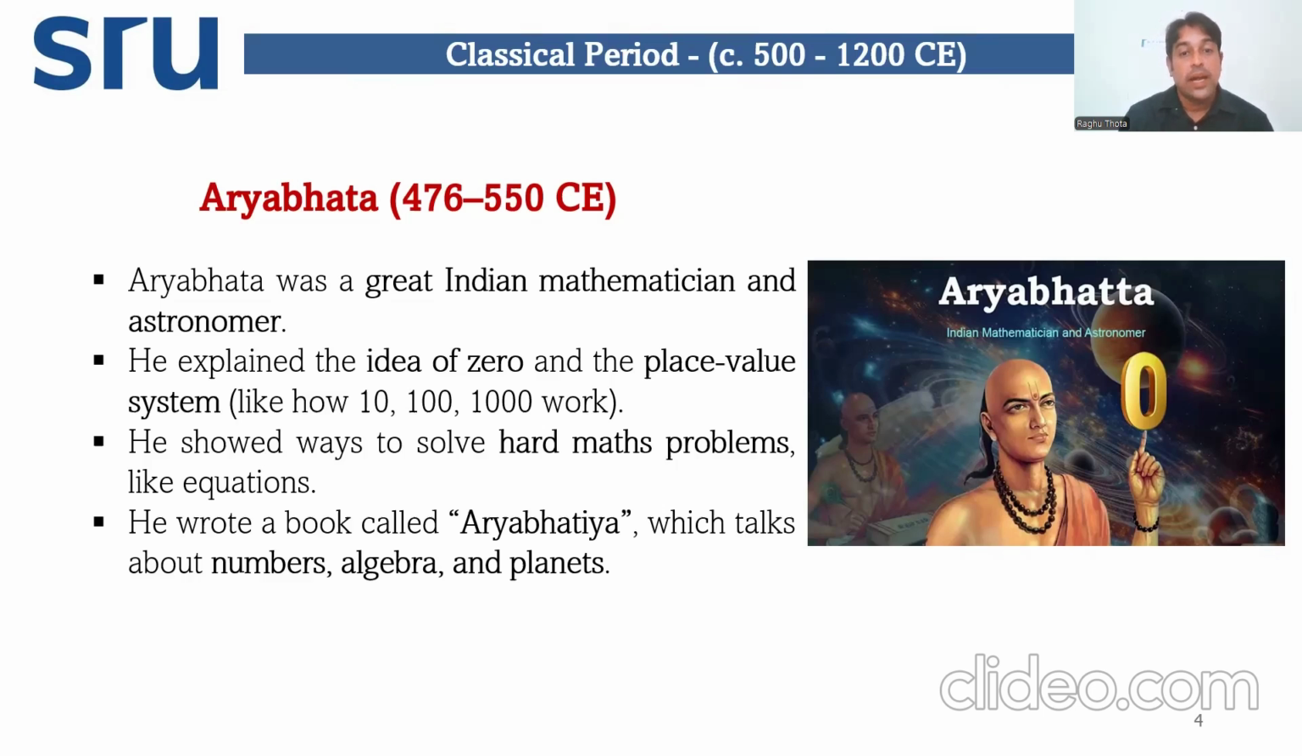He explained the idea of zero. So he was the first person to introduce zero to mathematics. Can you imagine mathematics without zero? And the credit goes to our ancient philosopher and scientist Aryabhata. He introduced the place value system to mathematics, such as tens, hundreds, thousands. This is called the place value system, which was introduced by Aryabhata.